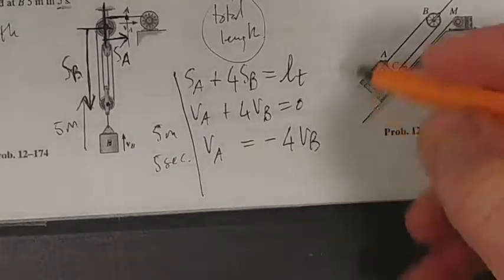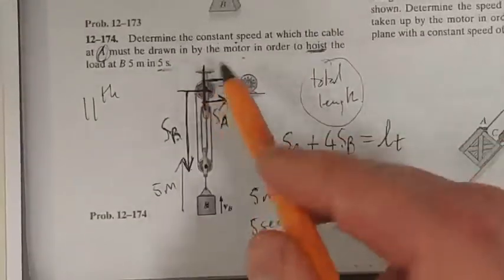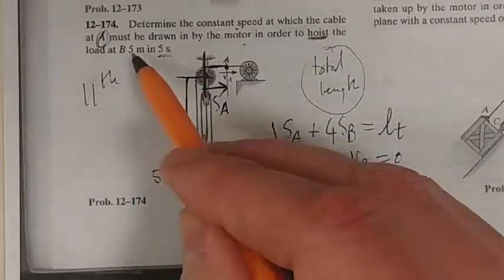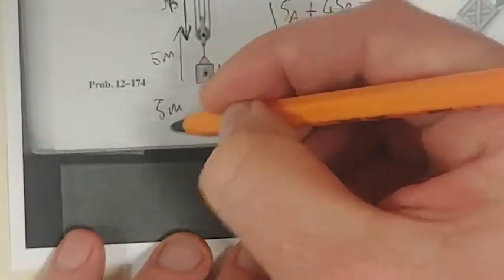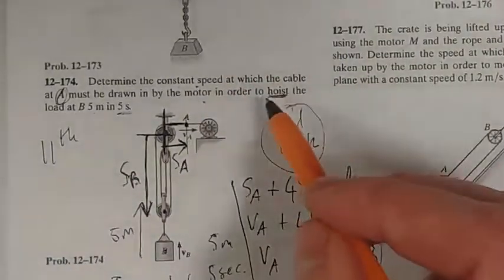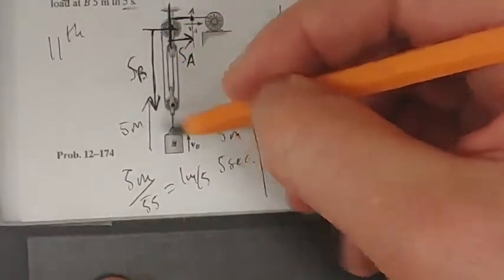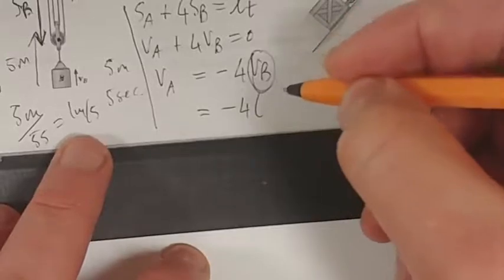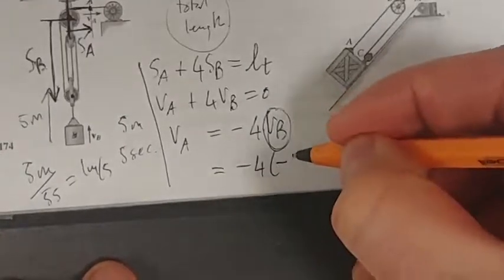All right, so what is VB? We're looking for VA. What is VB? Okay, the motor must hoist the load at B, this load, 5 meters in 5 seconds. So what's the speed there, the velocity? 5 meters in 5 seconds is 1 meter per second, right? And it must hoist it, which means it must go up, right? And we've already said that down is positive, so up would be negative. So we put minus 4. What is VB? We want VB to be 1, but we want VB to go up. So it must be minus 1.